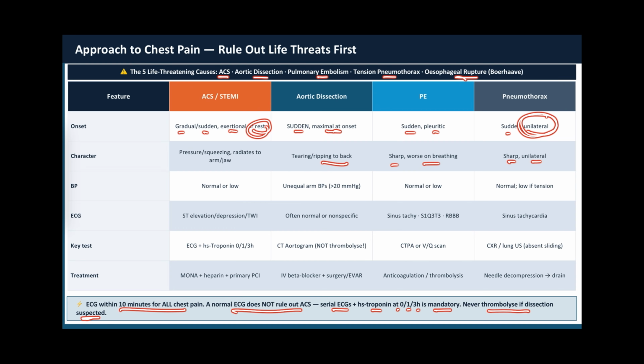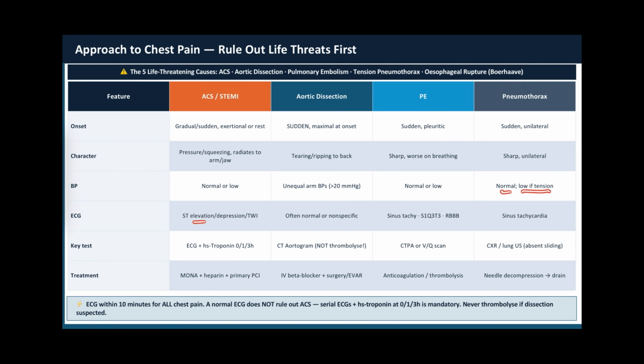Characteristic of the pain in acute coronary syndrome, it will be a pressure type or squeezing type of pain, and it radiates to the arm, jaw, or epigastric region. The rest we have discussed already. BP would be normal or low. In aortic dissection, BP would be unequal in both arms, with more than 20 mmHg difference between the arms. In pulmonary embolism, it can be normal or low. If the patient has pulmonary embolism and BP is low, you must immediately do thrombolysis in these patients. Next, in pneumothorax, BP can be normal in case of a spontaneous one. If it is tension pneumothorax, the patient's BP would be falling.